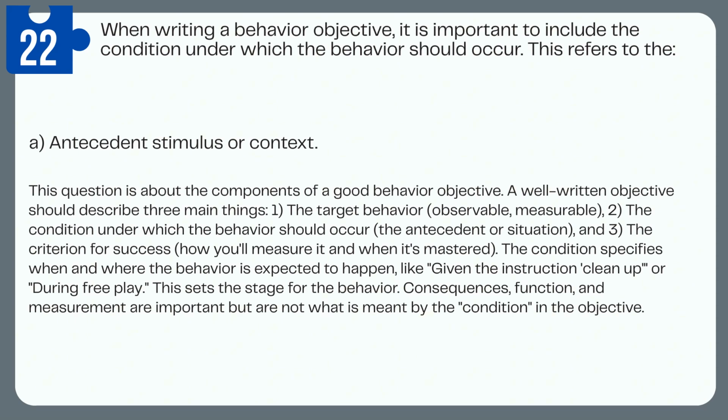This question is about the components of a good behavior objective. A well-written objective should describe three main things. 1. The target behavior, observable, measurable. 2. The condition under which the behavior should occur, the antecedent or situation. And 3. The criterion for success, how you'll measure it and when it's mastered. The condition specifies when and where the behavior is expected to happen, like given the instruction clean up or during free play. This sets the stage for the behavior. Consequences, function, and measurement are important, but are not what is meant by the condition in the objective.